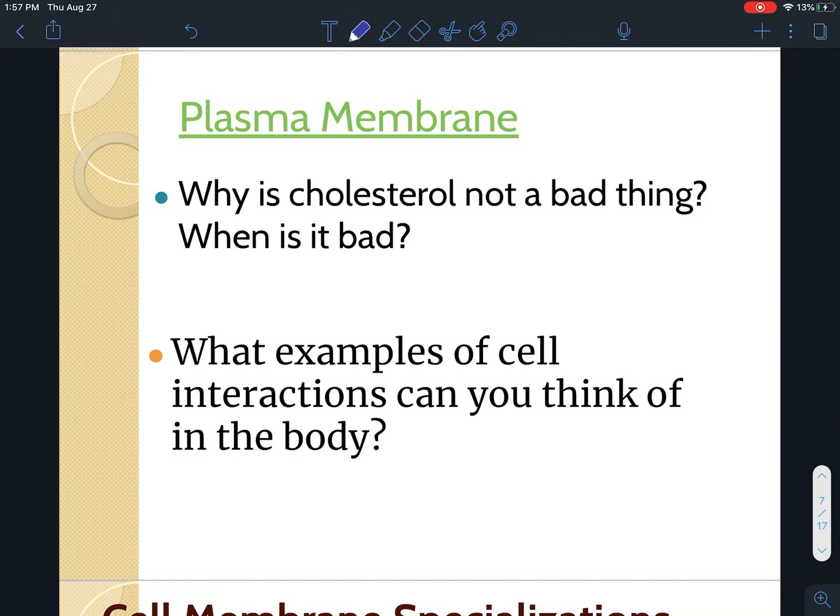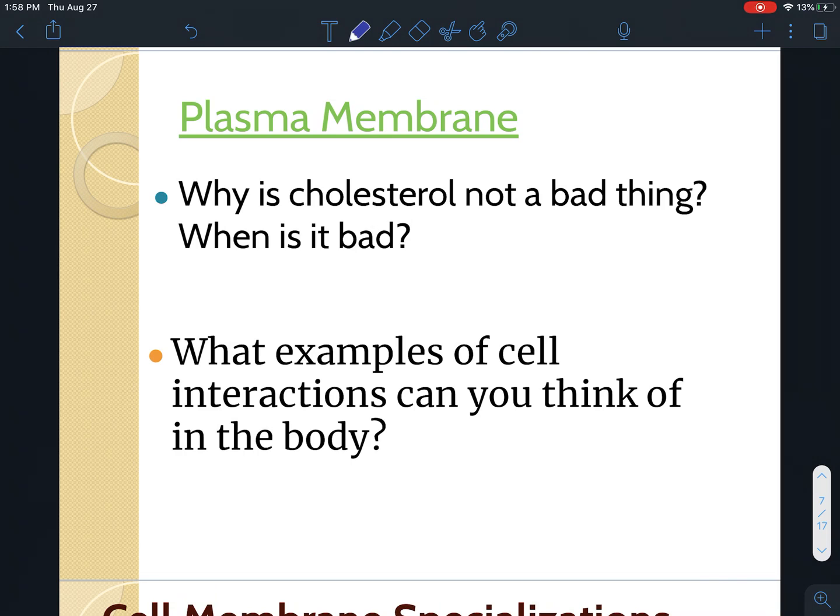A couple quick things to sum up before we move on. Cholesterol is not always a bad thing, again. It can be bad. If it's building up in your arteries, then that is a bad thing. However, in the case of your plasma membrane, cholesterol is not bad. It's in fact very, very vital to your healthy plasma membrane.